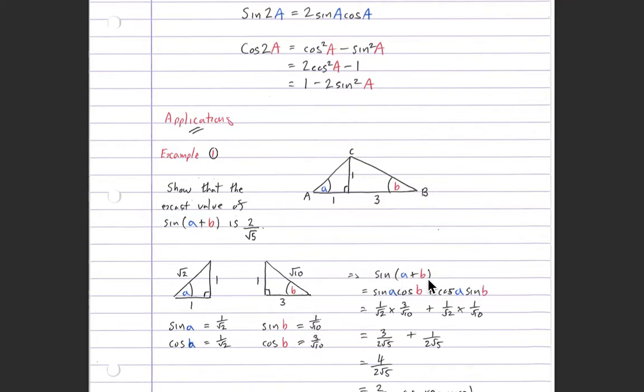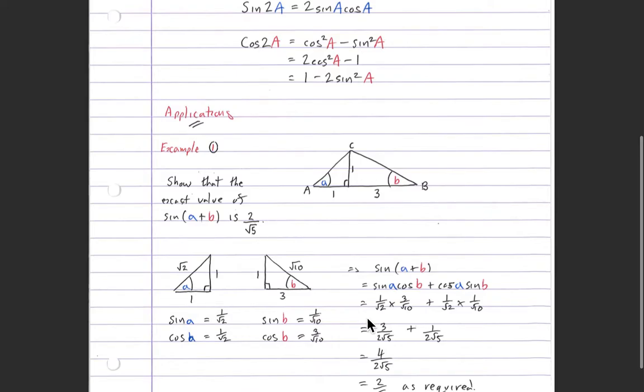Sine of A plus B is sine A cos B plus cos A sine B. These will now be carefully substituted so that we don't make any mistakes, and we multiply top by top and bottom by bottom so that we have 3 over root 2 root 10, but root 2 root 10 is actually just 2 root 5 because root 10 is root 2 root 5.